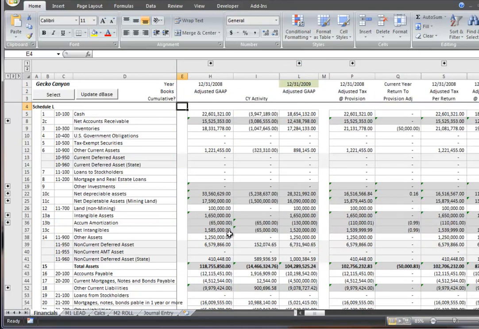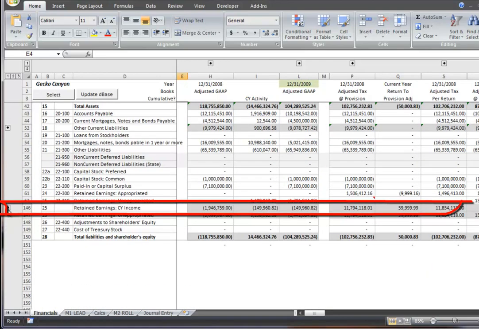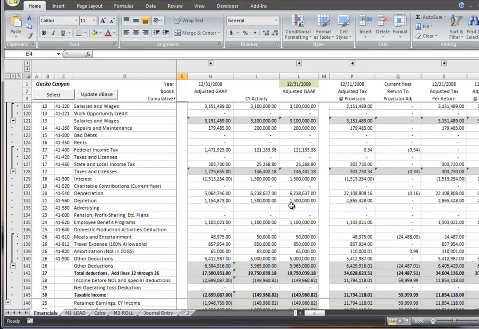In addition to the balance sheet, the module also shows your current year income. Simply navigate to the current income line of the tax basis balance sheet and expand the row to reveal your full page 1 income along with supporting schedules.